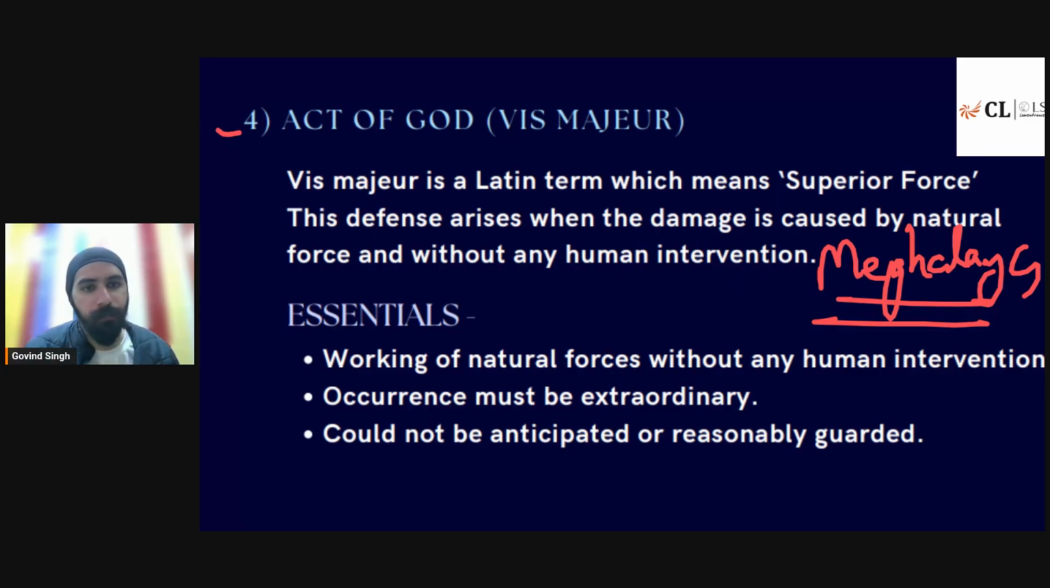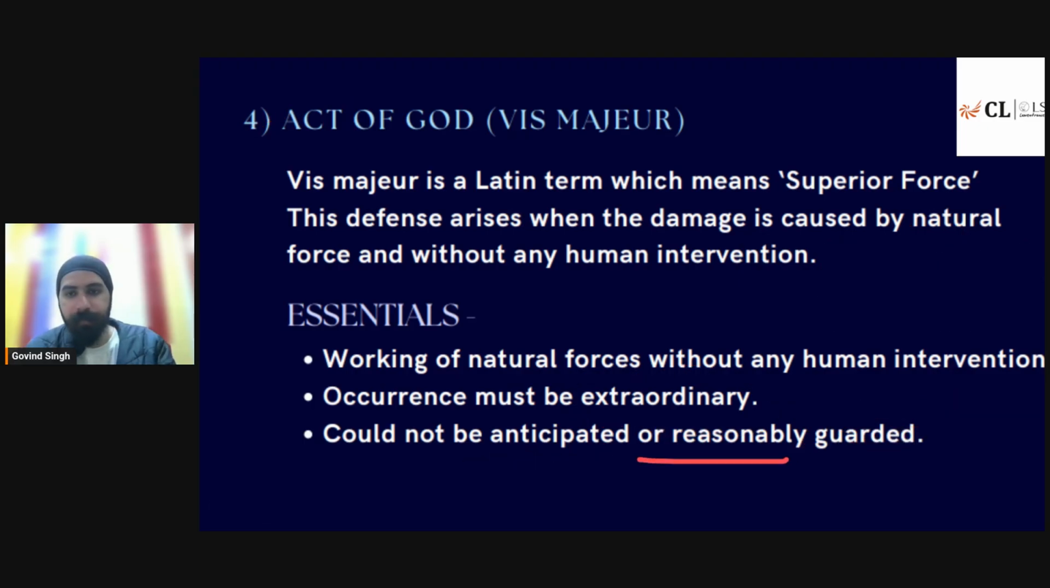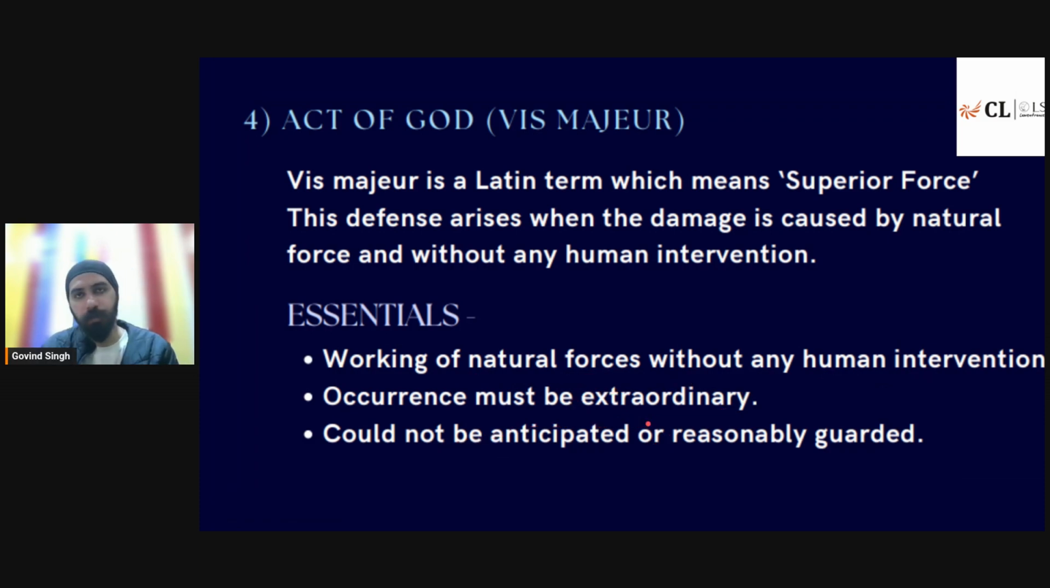No, you cannot take the act of God because this is not an extraordinary occurrence. This is an ordinary occurrence in Meghalaya. That rainfall would happen, heavy rainfall does happen, and you can anticipate it. You can reasonably guard from it by taking measures, right? So, although it's a natural force without human intervention, it's not extraordinary or something which cannot be anticipated. So, simple way, it has to be natural force, has to be extraordinary, and has to be unanticipated or unpredictable. And if all these three criteria are satisfied, you can get the defense of act of God.